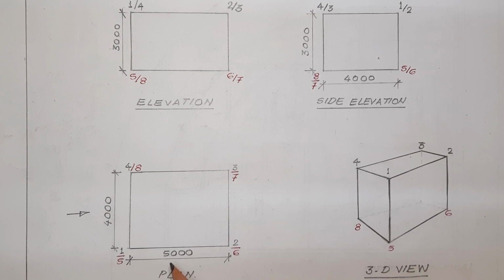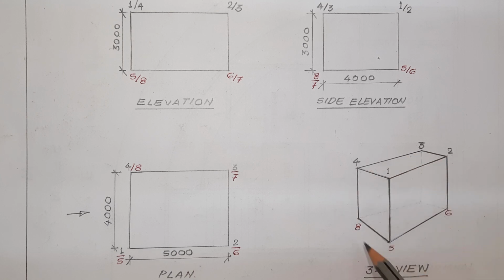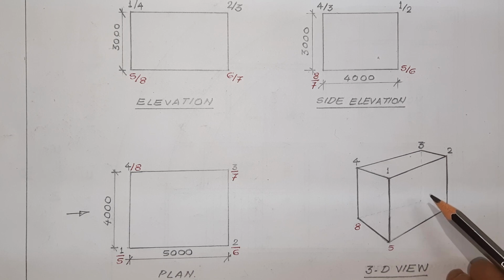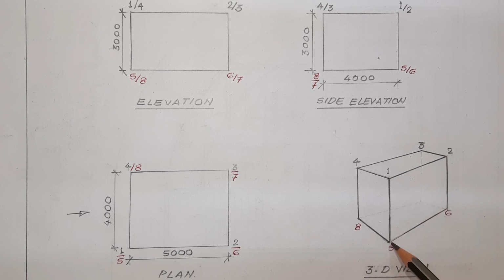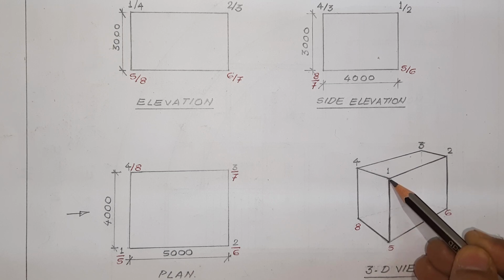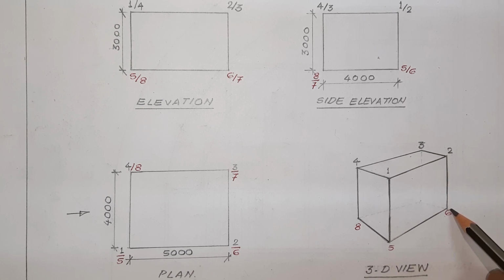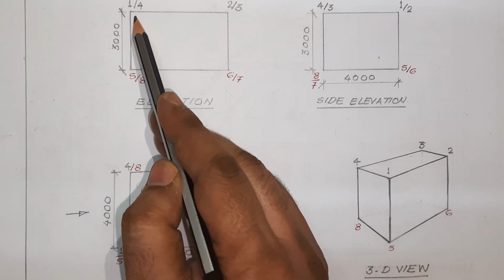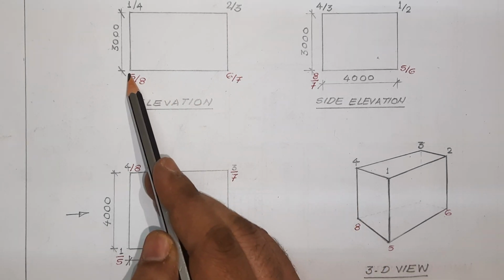Alright, now we will see the elevation. This elevation has been drawn by observing this box from this side. So when we observe this box from this side, which vertical face is going to be visible? 1, 2, 6, 5. So this face is directly visible to us. Its left extreme top point is 1, right top corner is 2, bottom right corner is 6, and bottom left corner will be 5. Similarly, we have shown those corners here. This is 1, 2, 6 and 5.